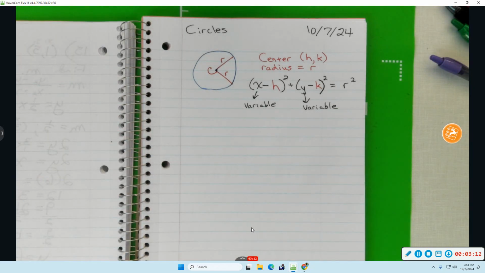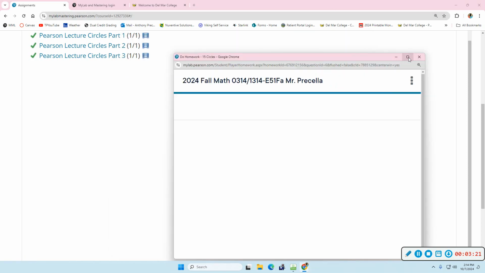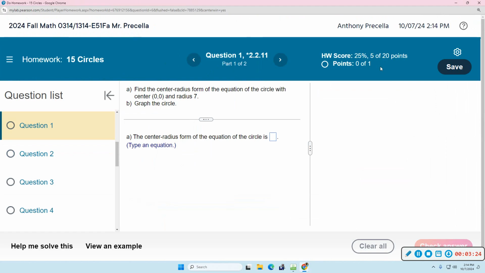And to illustrate, let's see, number 1. We're told to find the center-radius form of the equation of the circle when the center is at the ordered pair (0, 0), and the radius is 7. And then part B, they want us to draw the graph. As long as you know the center and the radius, then you don't need to write an equation to be able to graph the circle. They could have said A, graph the circle, and then part B told you to write the equation. But they want us to write the equation first.